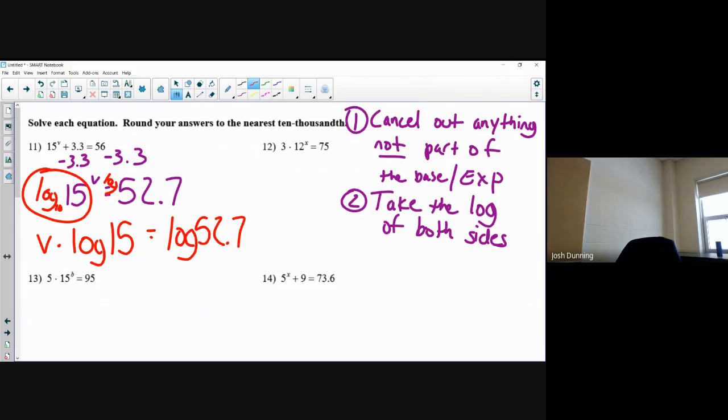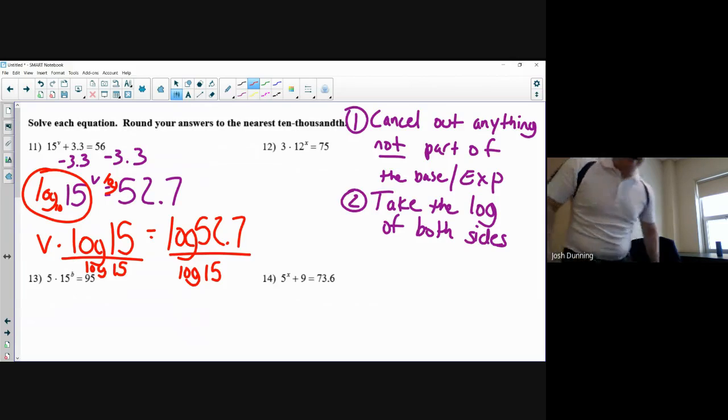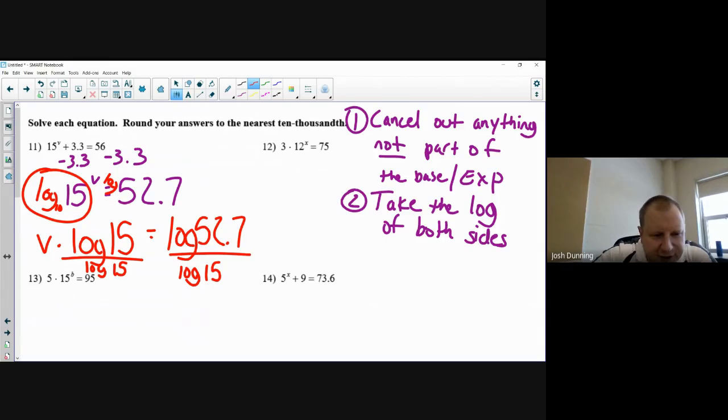Now, the reason that this helps us: I have v times the log of 15, so now I can just divide by that. That I can just type in. I don't even have to use that log base thing on the calculator. I can just use the button on the front. That's why I was doing it with a base 10 logarithm. That's just a plain old logarithm right on the front.